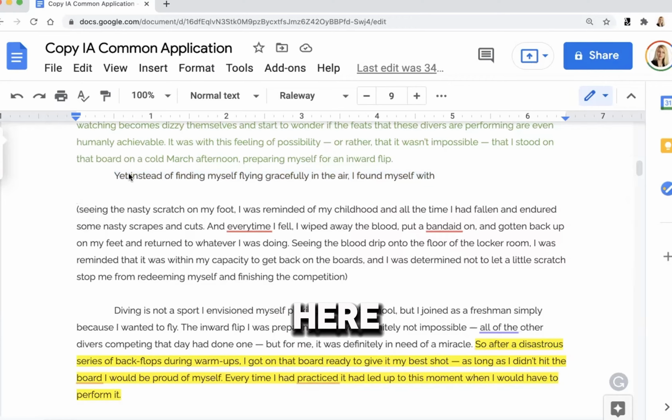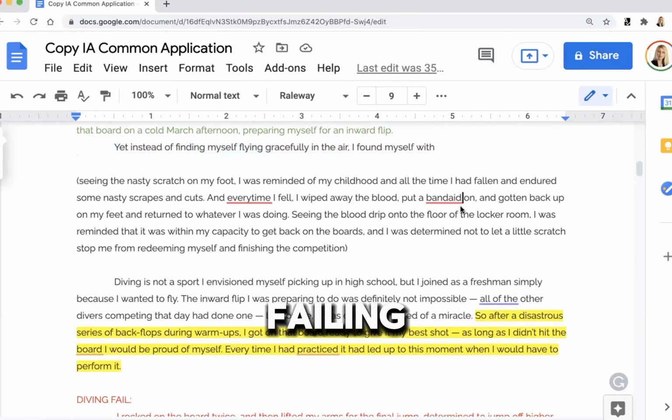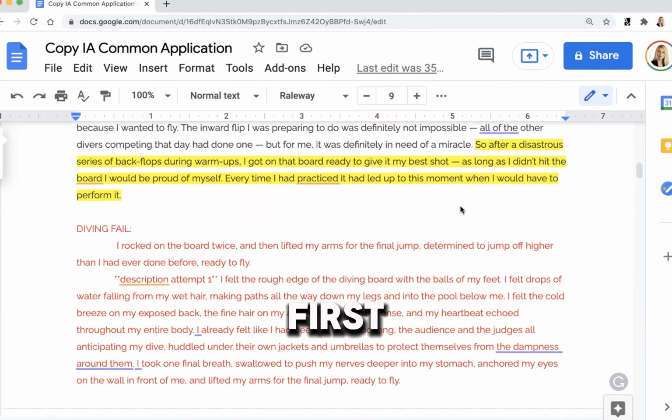So here we stopped because this sentence would have just absolutely killed it for the reader, because she told him everything in one sentence. She told him that instead of flying, she was going to say, I found myself failing. Now we will say this slightly later in a different way. So this is the first draft.